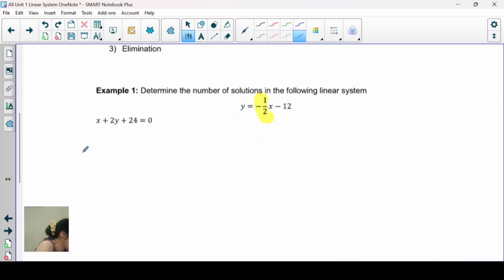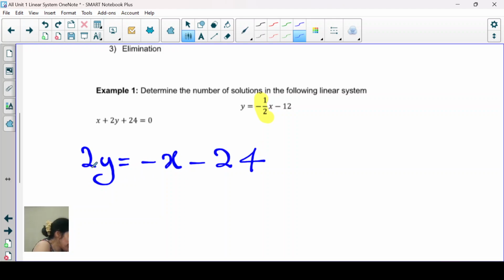So we put 2y on one side and we move x and 24 to the other side, equal to negative x, negative 24. And then divide both sides by 2. Divide this side by 2. Divide the other side by 2.